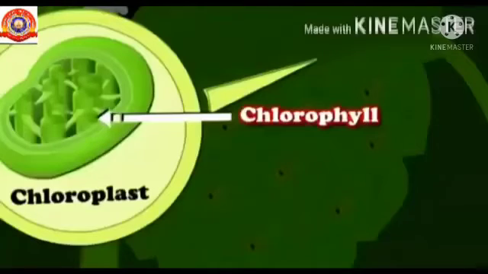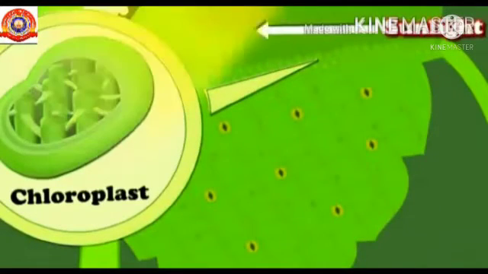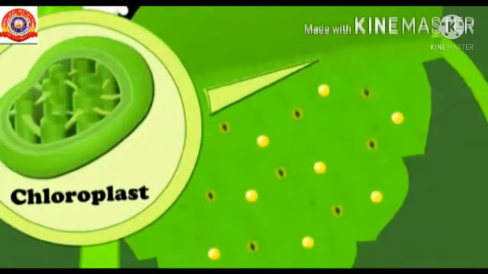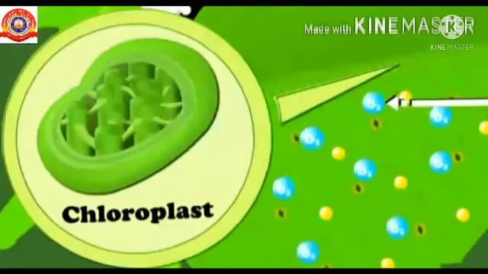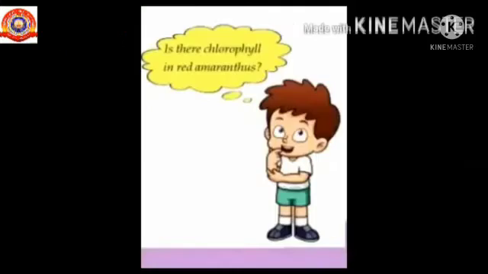Yes, we have already seen that chlorophyll, the green colored pigment seen in the leaves, helps the plant to trap sunlight needed for photosynthesis. Are all leaves green in color? Haven't you seen the red amaranthus? Does photosynthesis take place in them? Is there chlorophyll in red amaranthus to perform photosynthesis?